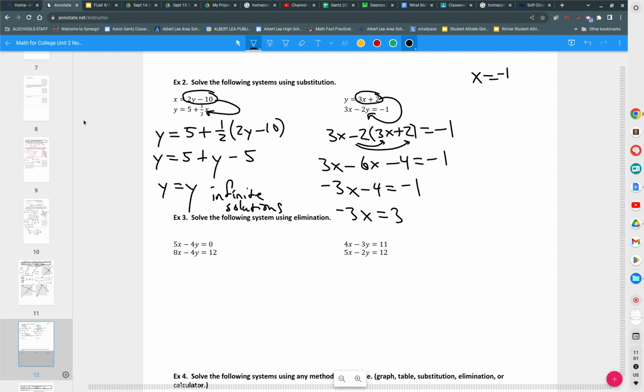If I have x equal to -1, how do I find the y value? Plug it in. Yeah, you can plug it into either one you want. I think it's easiest to just plug it in right here into the y equals. 3 times -1 is -3, plus 2 is -1. So my coordinate of intersection is -1, -1. So again, you need to have an x and a y value.